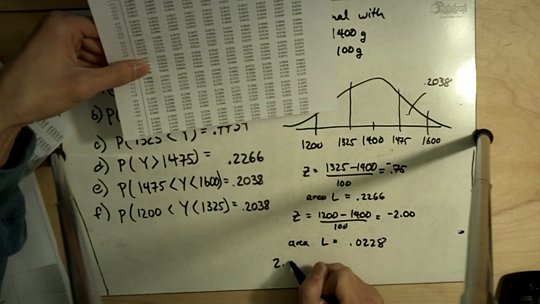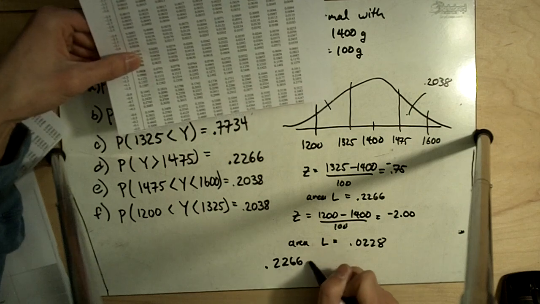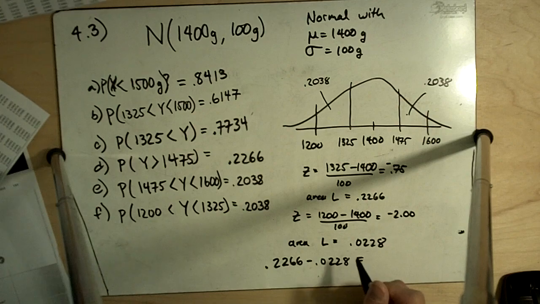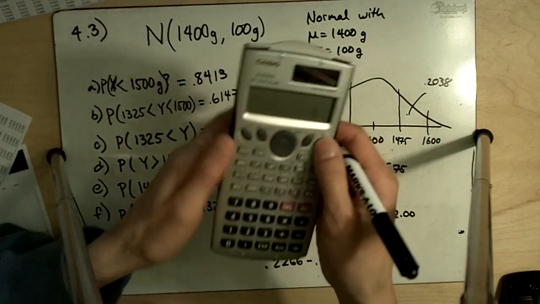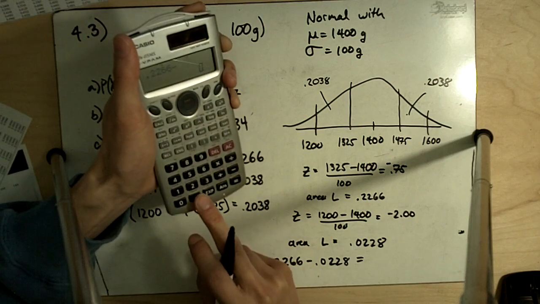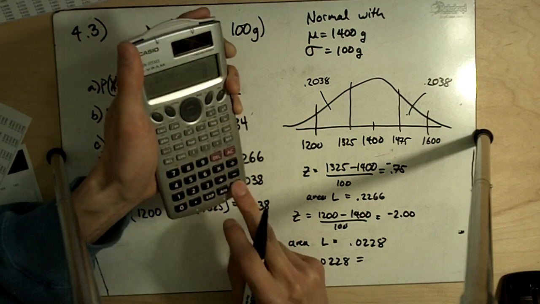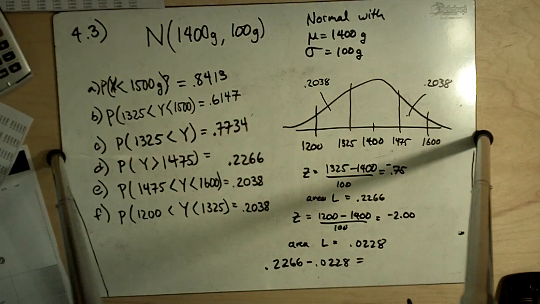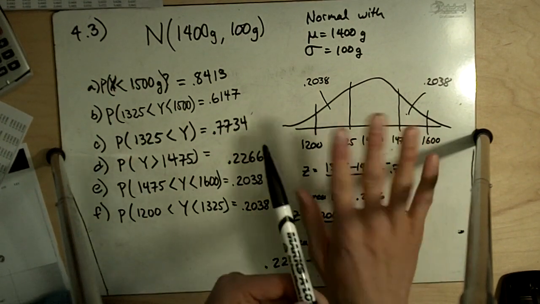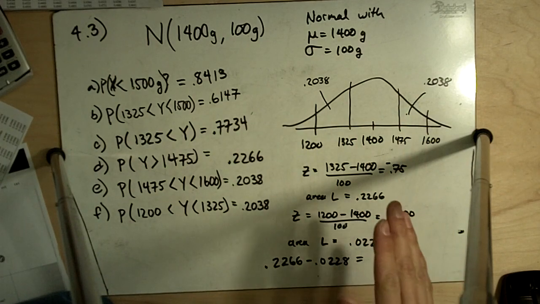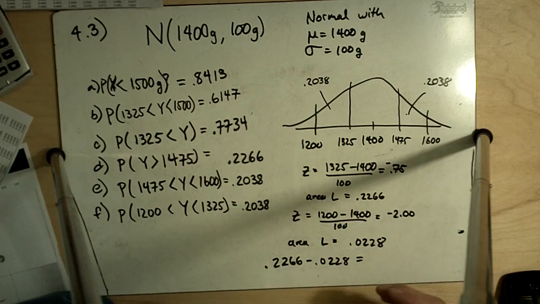So we do 0.2266 minus 0.0228, and I can punch this out on the calculator. 0.2038. Okay, so I hope you can start to see the symmetry of the normal distribution and how knowing some answers helps us find other answers.